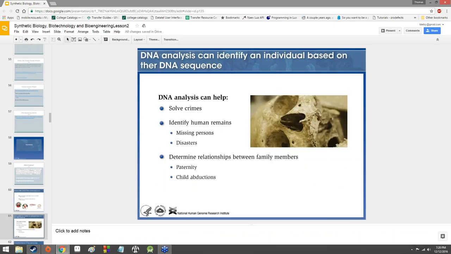But DNA analysis can help solve crimes. It can identify human remains, like missing persons or disasters, and it can determine relationships between family members for paternity cases and child abductions. Fun stuff, totally fun stuff. These are the kinds of things that DNA can be used for, and it's actually a huge boon for that kind of stuff. Figuring out a murder case, or figuring out if that body is in fact somebody who's been missing for a few months now, or determining whether this person is actually this child's father or something like that.